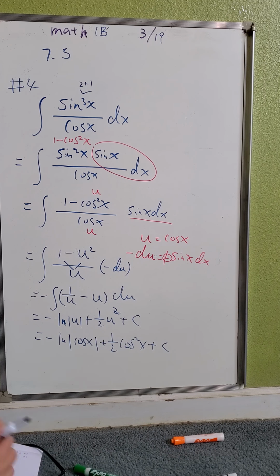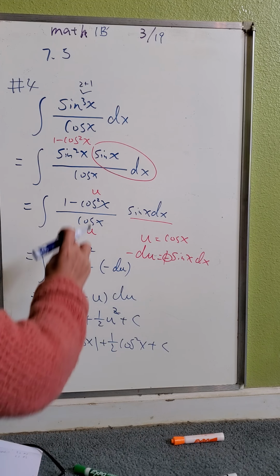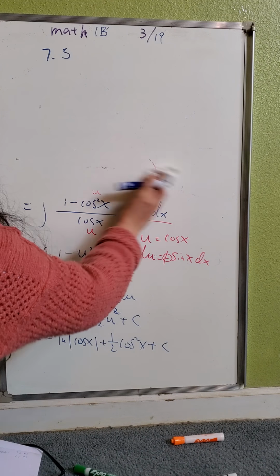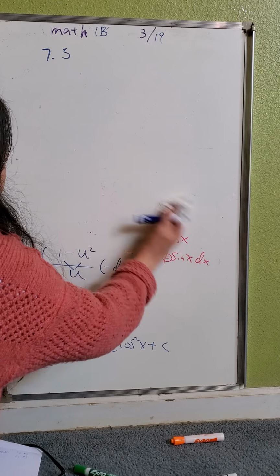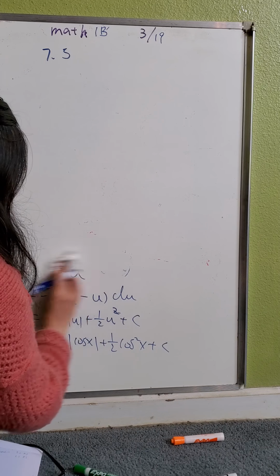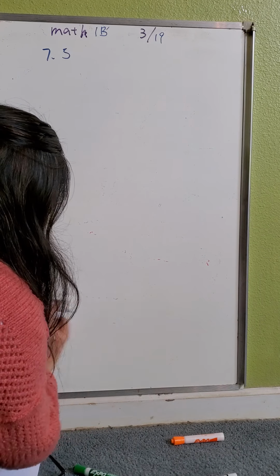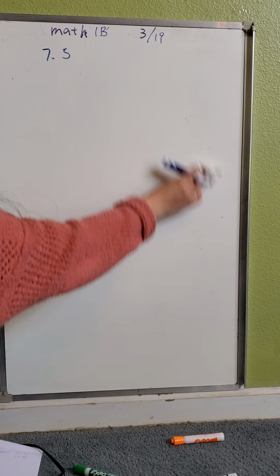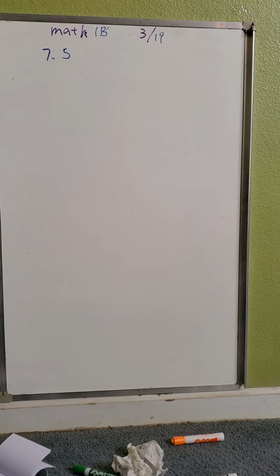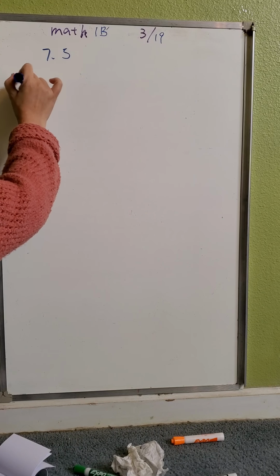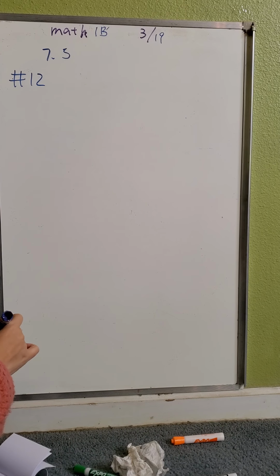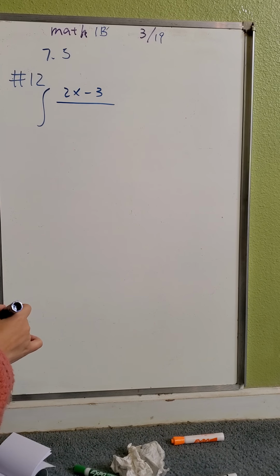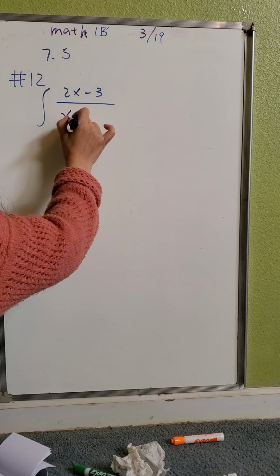Okay, so that is how you do number 4. This one using trigonometric substitution. And let's try the next one. We're going to try to use all the techniques that we learned so far. And the next one we're going to do is number 12, and that is the integral of 2x minus 3 over x cubed plus 3x.